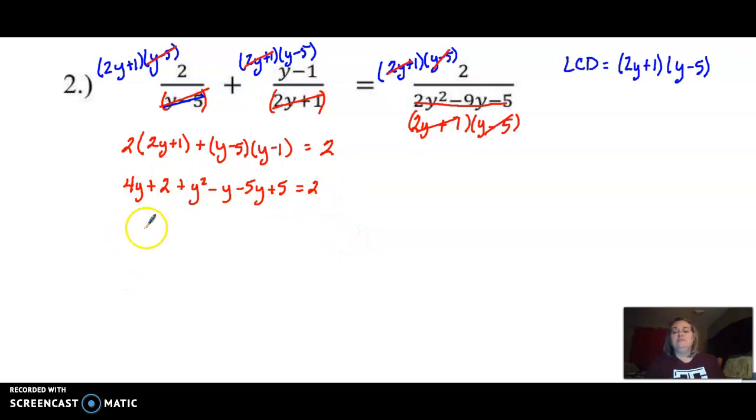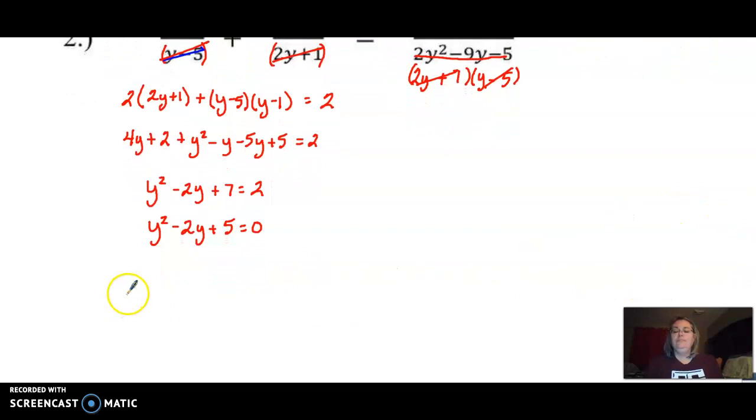When we collect our like terms, let's put our y squared first. Sorry. Y squared. I only have one of those. I have a 4y minus y is 3y. Minus 5y is a -2y. And then 5 plus 2 is 7 equals 2. When I set it equal to 0, I get y squared minus 2y plus 5 is equal to 0.